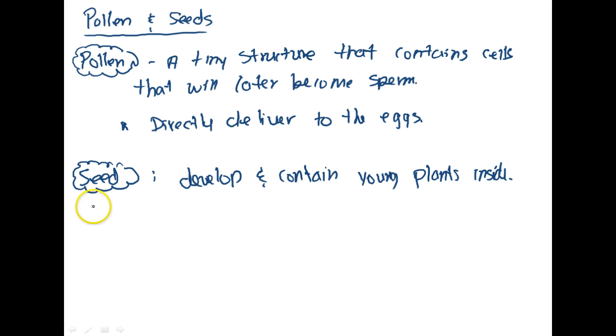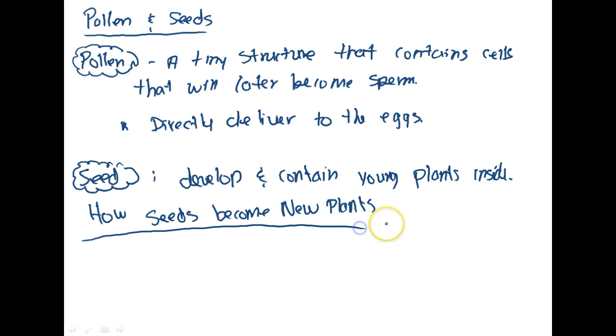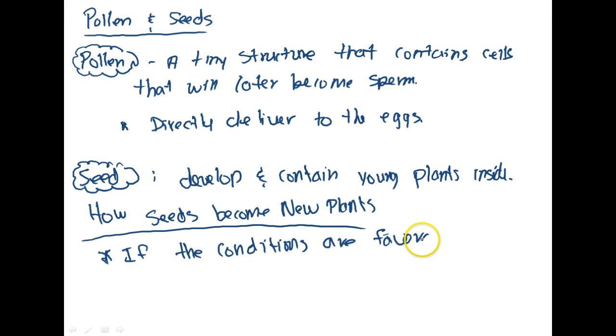So the question of how seeds become new plants is something that we need to look at. And basically what happens is once we have a seed, it reaches an area, and if the conditions are favorable, the plant will sprout.